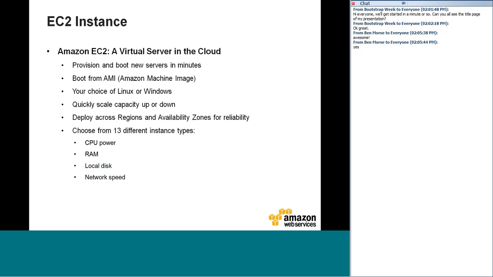You can boot these up quickly, so you can very quickly scale capacity up or down. Use both the regions and availability zones to put high reliability into your application. And we currently have 13 separate instance types that vary in CPU power, RAM, local disk, network speed, and then, of course, price. So you can choose the instance type that's best suited to your particular application.